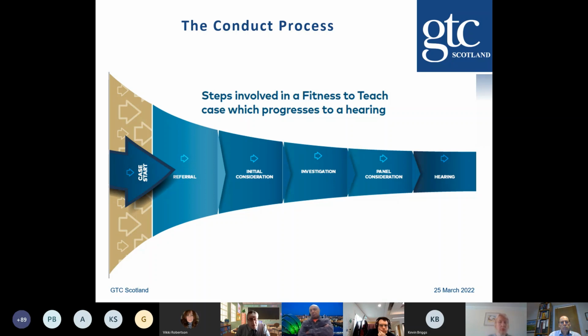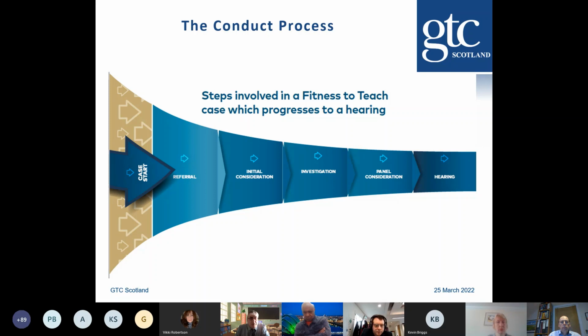The teacher or lecturer is likely to be represented by a representative of his or her choice, perhaps a union official, who's there to act in the best interests of the teacher or lecturer. The panel deliberating on the case again consists of two registered teachers and one lay member. At the full hearing, the panel will determine the facts of the matter based on the evidence, and applying the balance of probabilities, will come to a decision on the allegations.